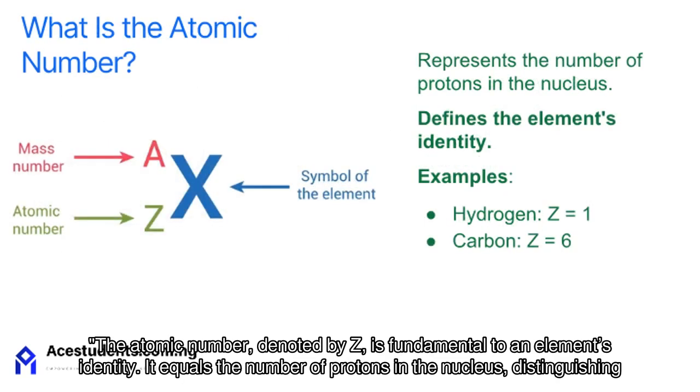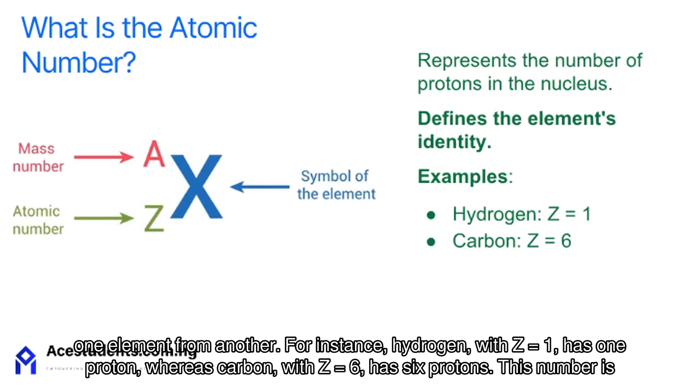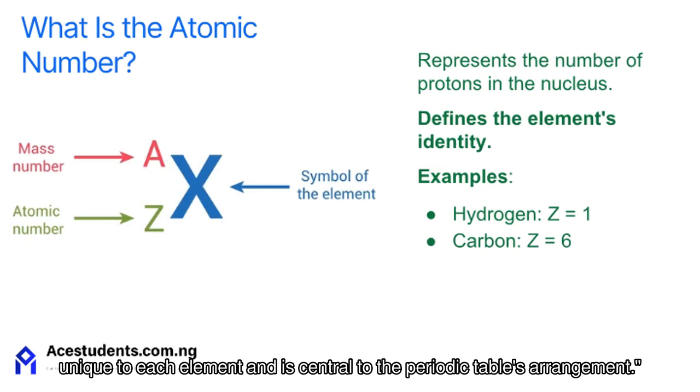The atomic number, denoted by Z, is fundamental to an element's identity. It equals the number of protons in the nucleus, distinguishing one element from another. For instance, hydrogen with Z equals 1 has 1 proton, whereas carbon with Z equals 6 has 6 protons. This number is unique to each element and is central to the periodic table's arrangement.